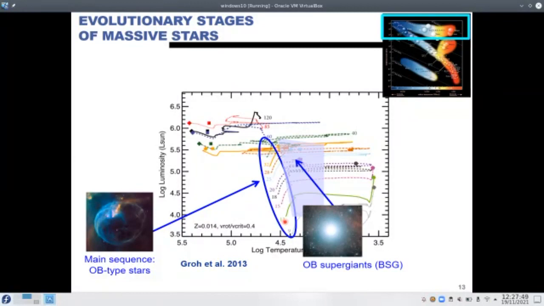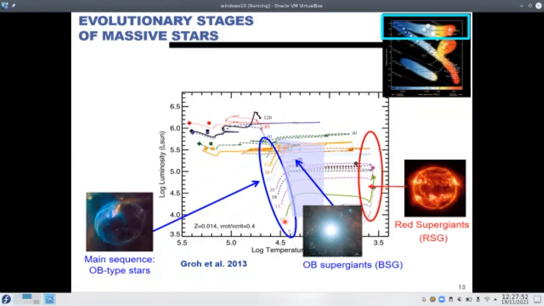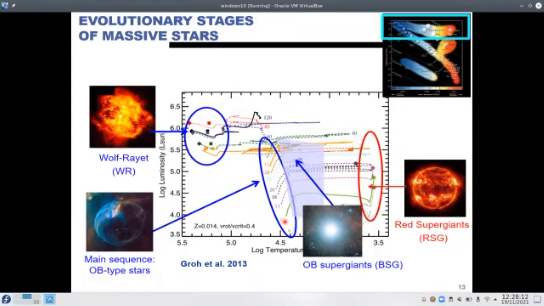And then they evolve to cooler temperatures and become red supergiants, which are cooler objects with very large radii. They can exceed by far 100 solar radii. So that's if the star is not very massive. If it's very massive, instead of evolving to cooler temperatures, it stays in the region of high effective temperatures and becomes a white variant, which is a very luminous, very hot, very extreme star with very extreme winds.